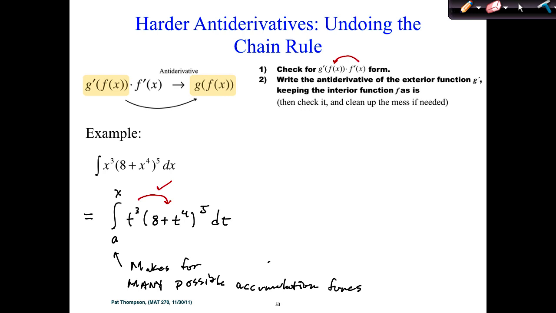Exhibit B. Right? And what are we going to do to exhibit B for our first attempt at the antiderivative? This is like g prime of f, and we're going to take the antiderivative of the exterior, leaving the interior as it is. So 8 plus t to the fourth to the what? 6th. Everyone see that? Antiderivative by the power rule raises the power. If we have a 6 here, we're also going to need a 1/6. Okay, so we'll call this the first attempt.